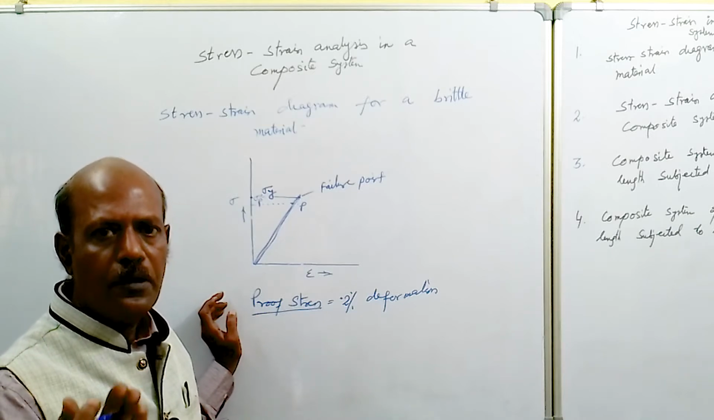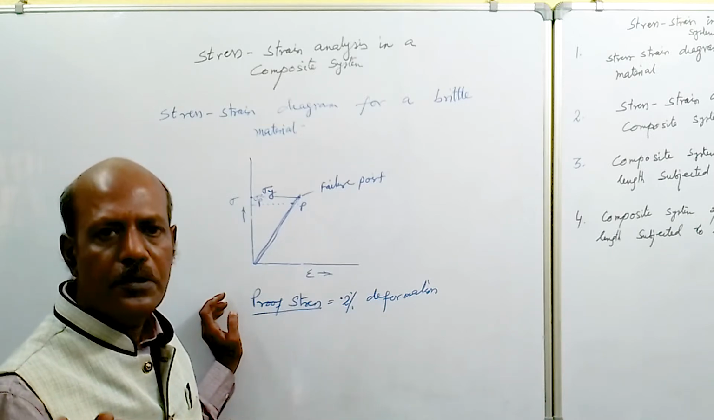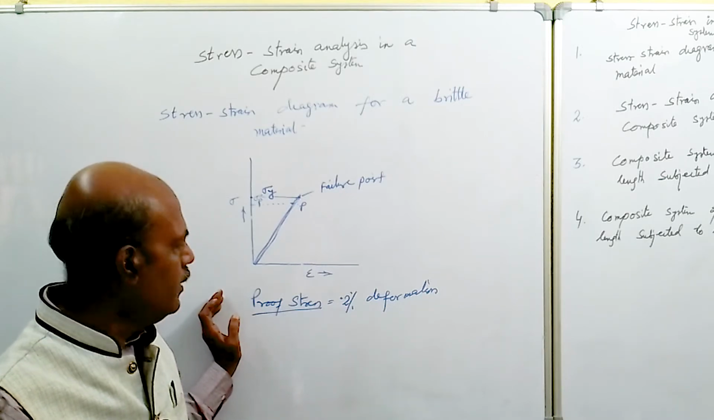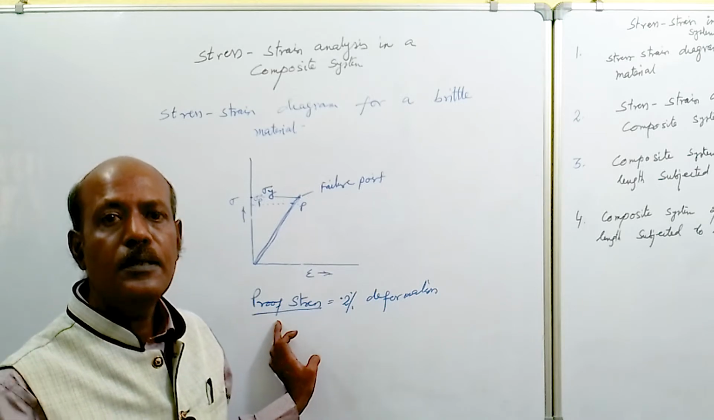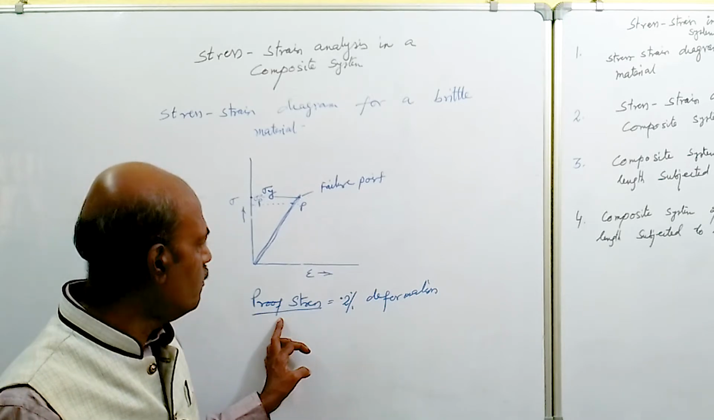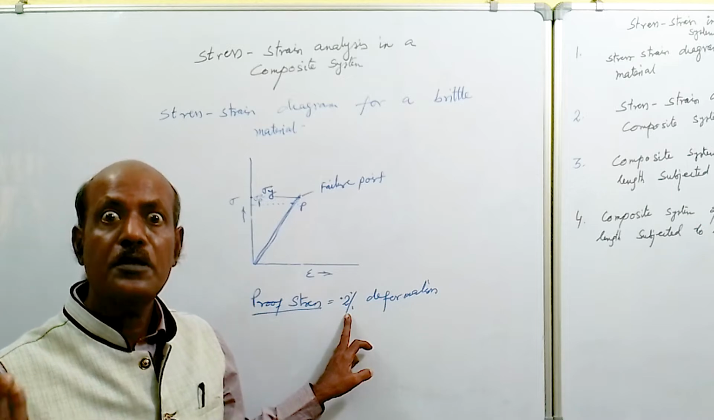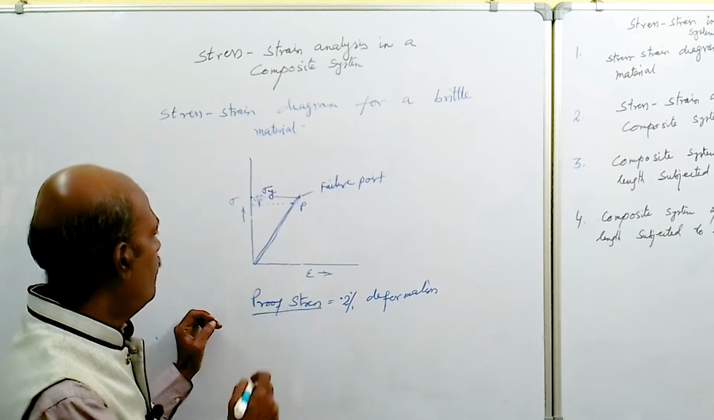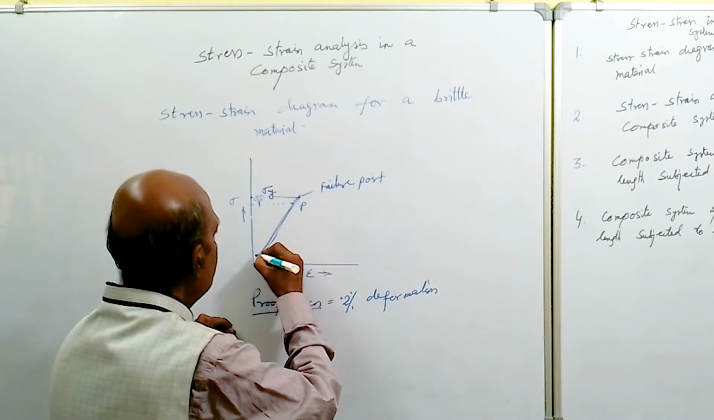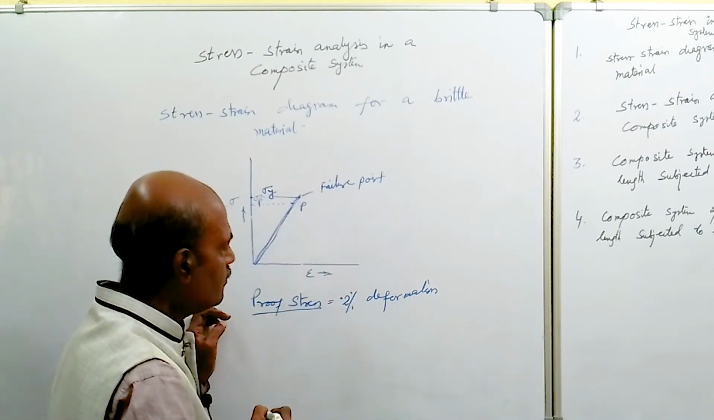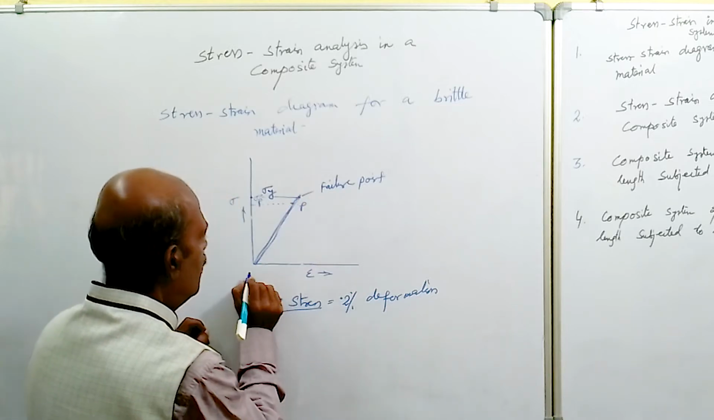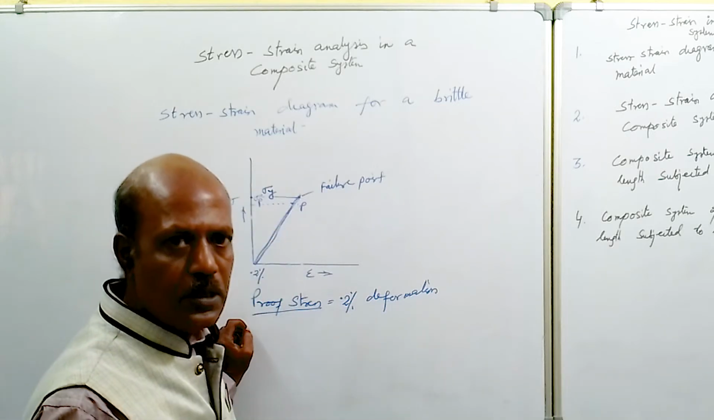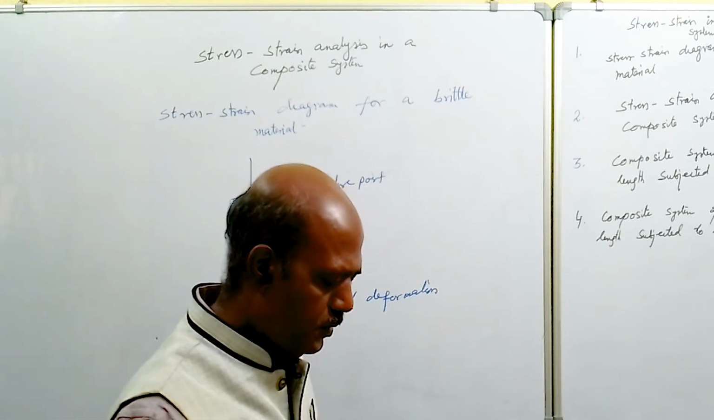the upper yield point or the breaking point is not fully obtained by this test. That's why the yield stress is denoted by proof stress. What is proof stress? It is the stress value at 0.2% deformation. So by drawing a straight line parallel to this line at 0.2% offset, we get the sigma y value. That is called proof stress actually.